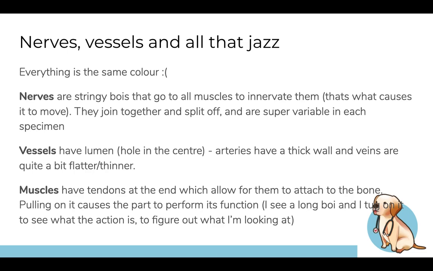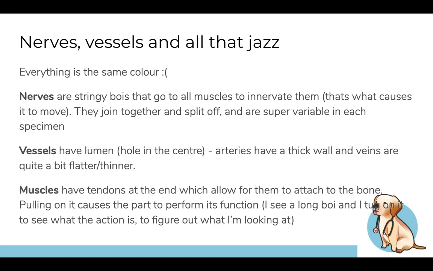But to figure out what structure is what: nerves are super stringy. They go to the muscles to innervate them, and that's what helps them move. You can identify them because they're super stringy and they join together, split off, and they're super variable in each specimen. So if there are just some hairy things, it's probably a nerve. Vessels usually are a little bit thicker. They do have a lumen in the center that you can tell when you are doing dissections, but because they're likely just going to be showing you photos, it's going to be harder to identify.